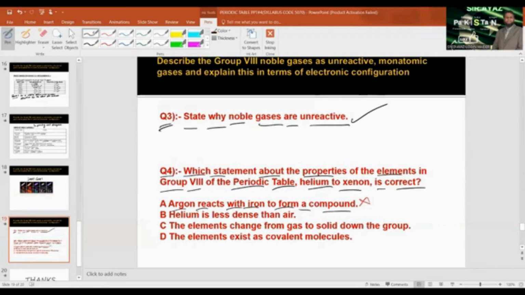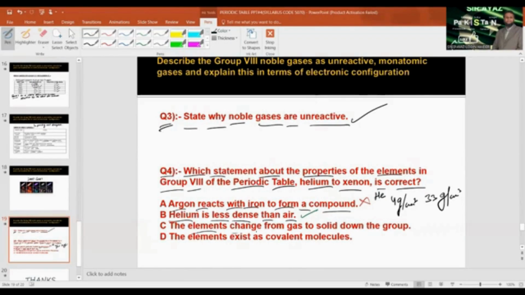What about the next statement? B, helium is less dense than air. The density of air is around 33 grams per centimeter cube. For helium, it will be 4 grams per centimeter cube. So this looks correct to me. This statement looks correct because helium is less dense than air. For your convenience, I'm reading the other choices also.